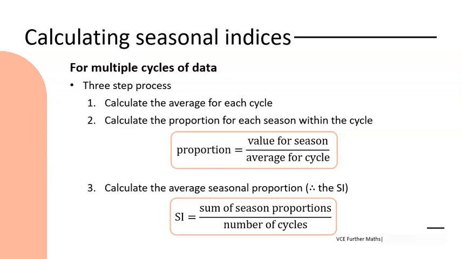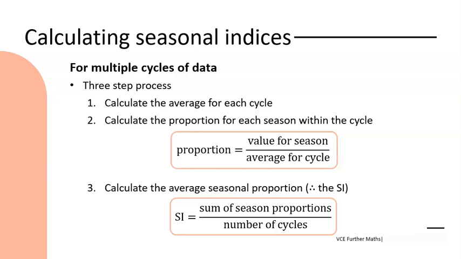The next step is to calculate their proportion for each season within the cycle. So that would mean taking each of those values and dividing by that average for the cycle, much like we did before. The final step is then to calculate the average seasonal proportion, which is now the seasonal index.